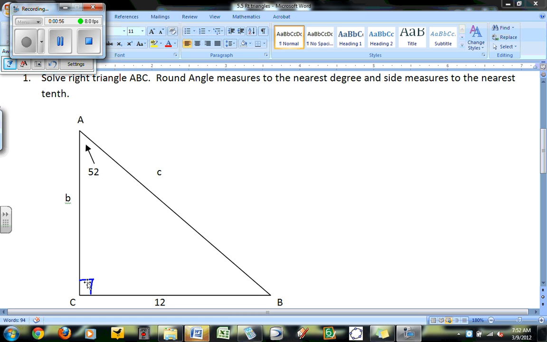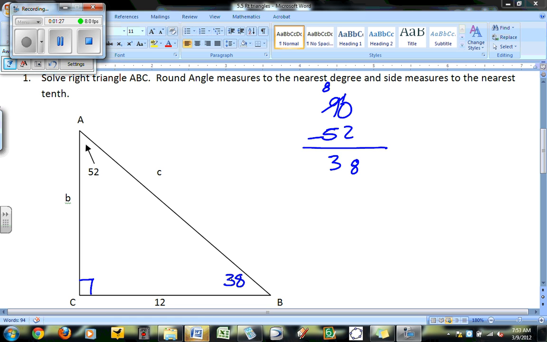Or we know that since this is 90 degrees, these two angles have to add up to be 90. So either I can go 90 plus 52 and subtract from 180, or I could go 90 minus 52, and that'll give me the other angle as well. And that is going to be 38. Okay, so we have our angle measures. Now we need to find our side lengths. I'm going to do them using trig, and then I'll talk about some other shortcuts.